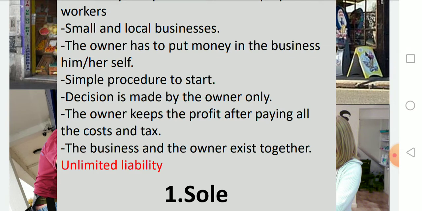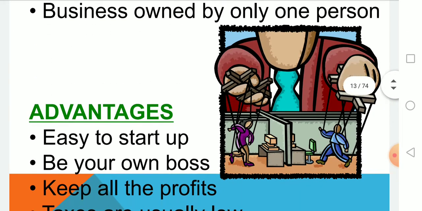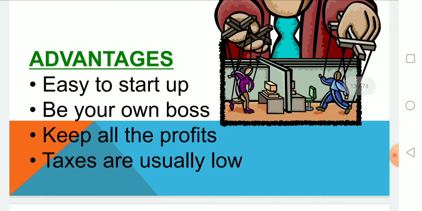This is a good advantage, that he will take all the profit after paying the taxes to the government and paying the costs of the product. The business and the owner exist together. Here, unlimited liability. Okay, so I have some advantages for this. Of course we have advantages. Easy to start up, as we said. It's very easy to start up a small business with just one owner.